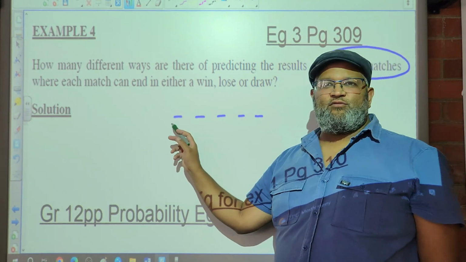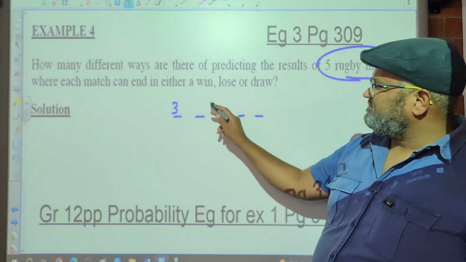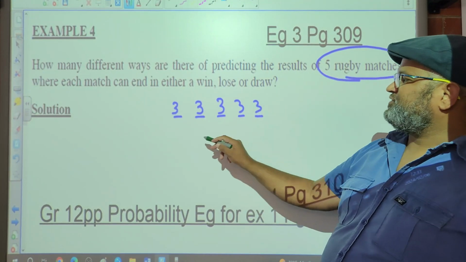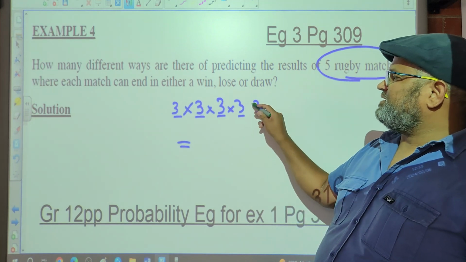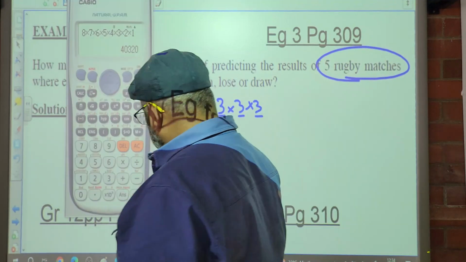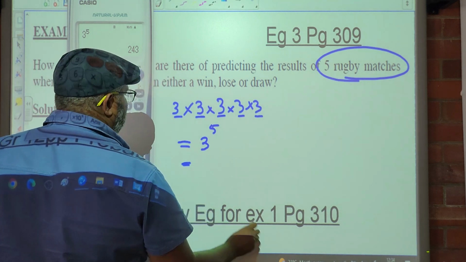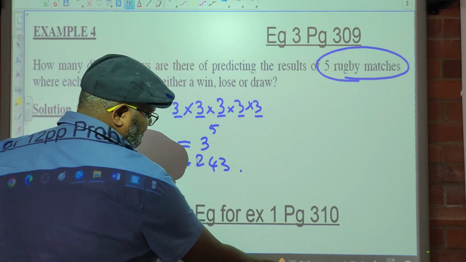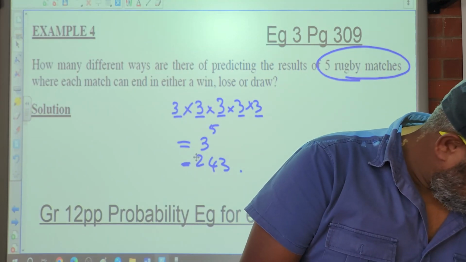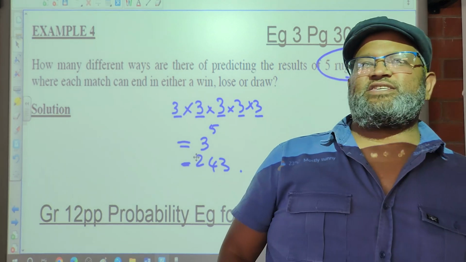How many options do I have on the first game? 3: win, loss or draw. Second game? 3. Win, loss or draw. So in other words, that would simply be 3 to the exponent 5. 3 to the exponent 5 gives us 243. Right, you guys understand? Yes.